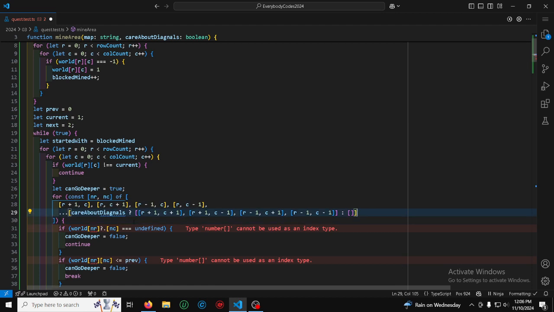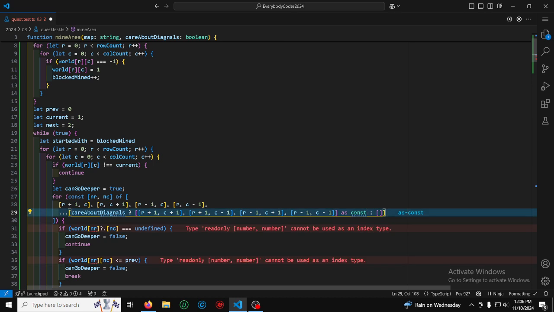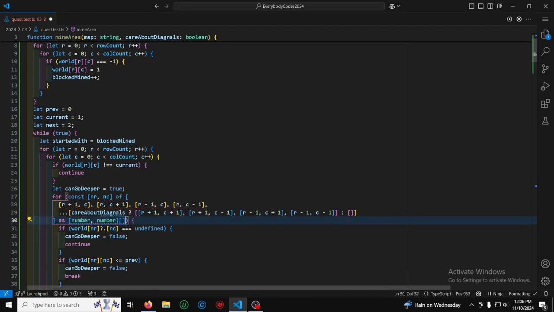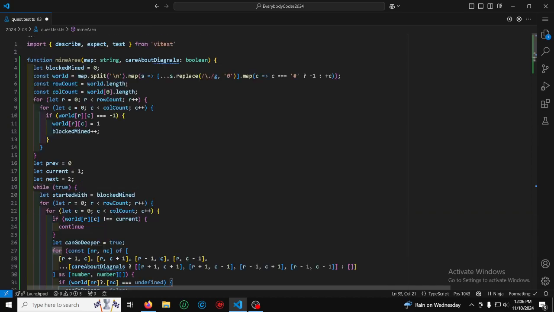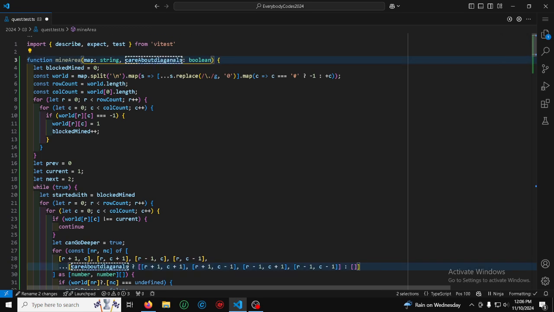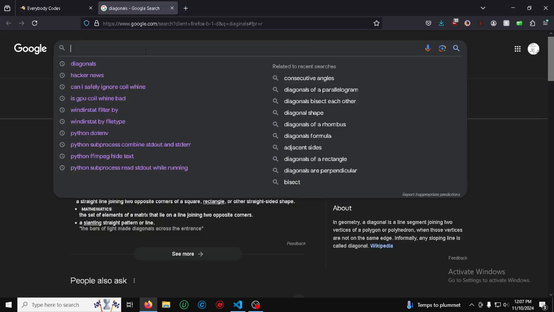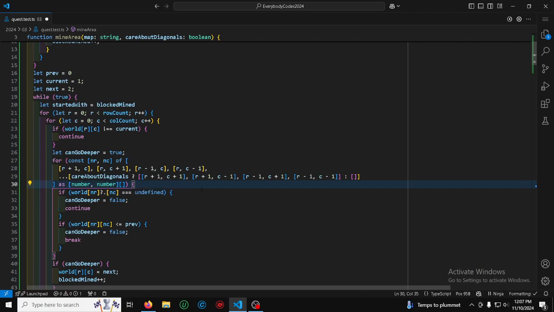I did not like that. It's an array of tuples. Oh, you're not seeing it. Will that help you? There you go. Nope. Oh, jeez. Okay, I'm just going to cast this entire thing as number. You're an array of two number tuples. Get over it. And yet this extension is still new on this machine. Diagonals. This is awkward. Diagonals. There we go. So we have that.